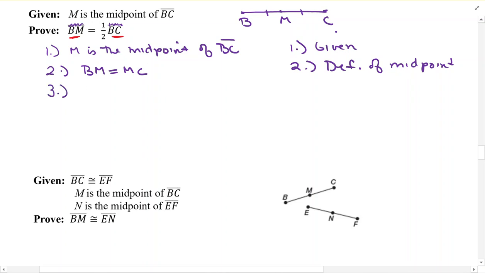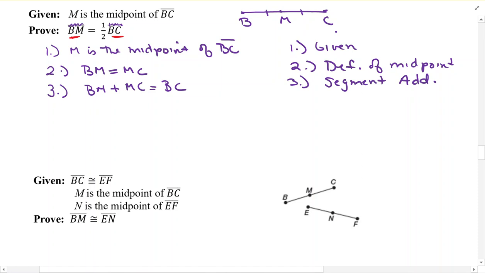So the next step would be that BM plus MC equals BC. And now we've introduced BC into the argument, and that's by segment addition. And we learned that in chapter 1.